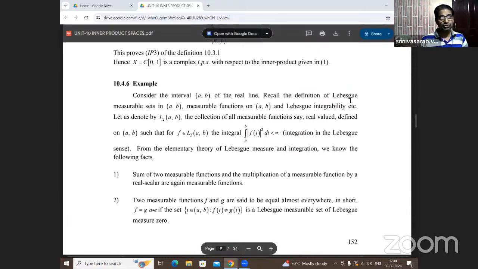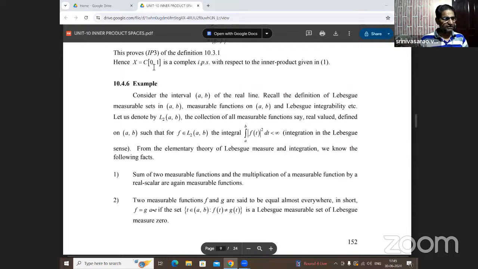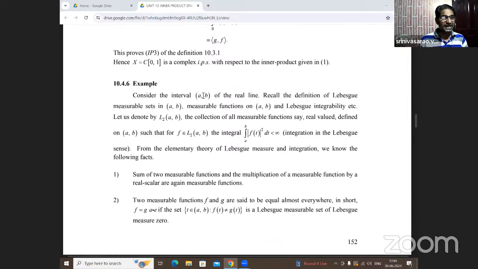In the same manner, Lebesgue, which some students refer to differently. It is read as Lebesgue measurable sets in the open interval AB. Consider the interval AB of the real line. On the real line, the open interval means A less than x less than B. The closed interval, with square brackets, means A less than or equal to x less than or equal to B. Here x is any element lying between two real numbers, which is why it is read as the open interval AB.